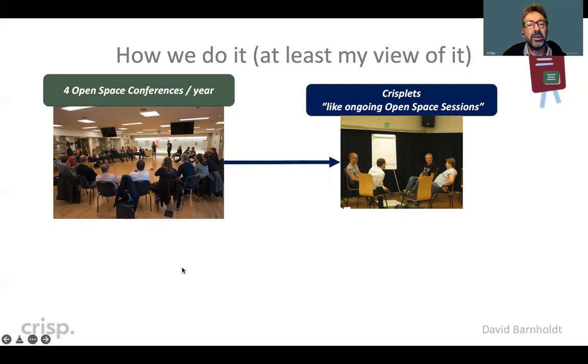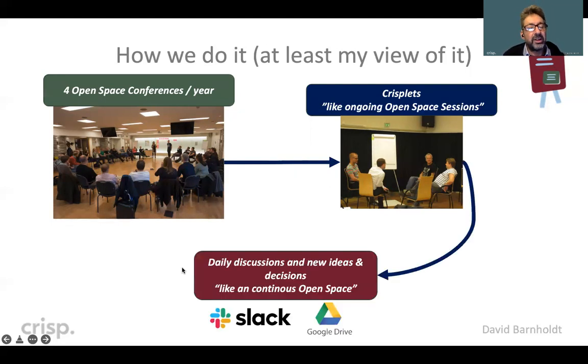For example, our CRISPlets. Our CRISPlets are like ongoing open space sessions where we do things together in smaller groups. We also continuously, daily, discuss in Slack and mail new ideas and make new decisions. That's like a continuous open space. But regularly we come up with greater things we need to discuss with more people and more intensely. And that is what we do in our open spaces.